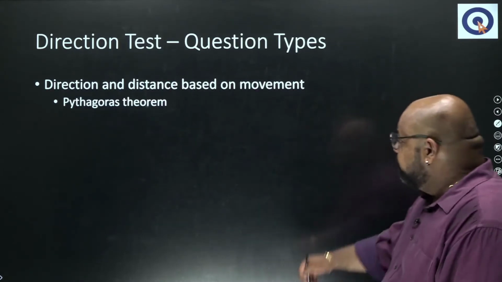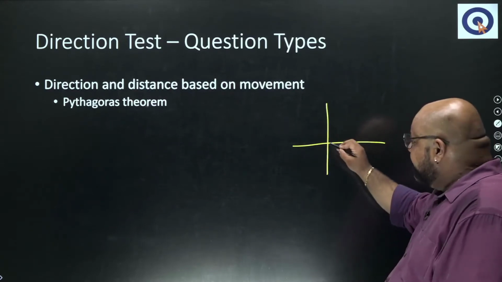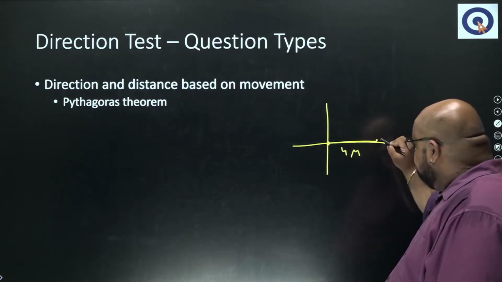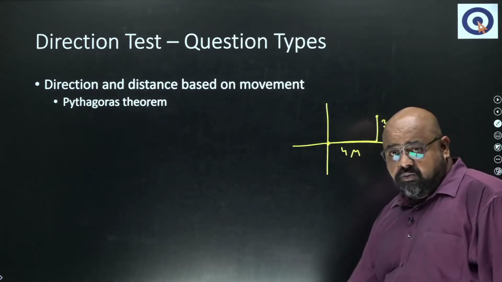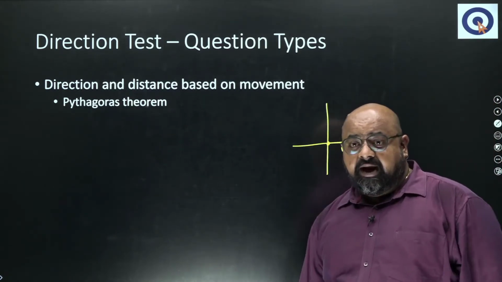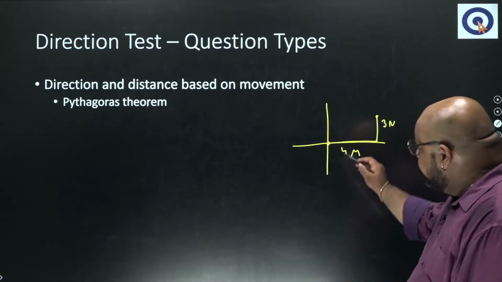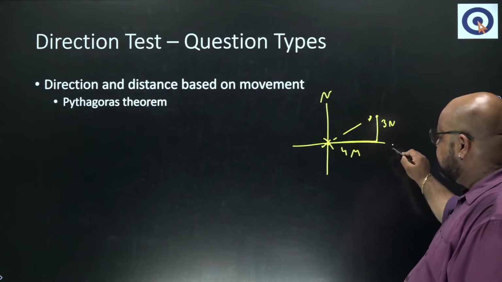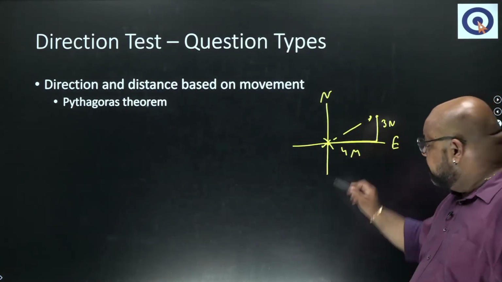Pythagoras theorem here becomes important because, say a very basic question where I say, I start from a point, go 4 meters towards east and then 3 meters towards north. I'm standing here. What is the distance between the starting point and where I am now? And with respect to the starting point, in which direction am I? So from here, what direction will this be? It is between north and east. So it will be northeast. That is very simple. What will be the distance?